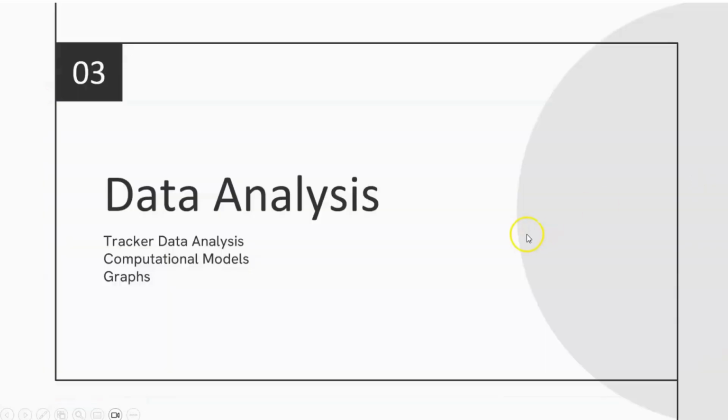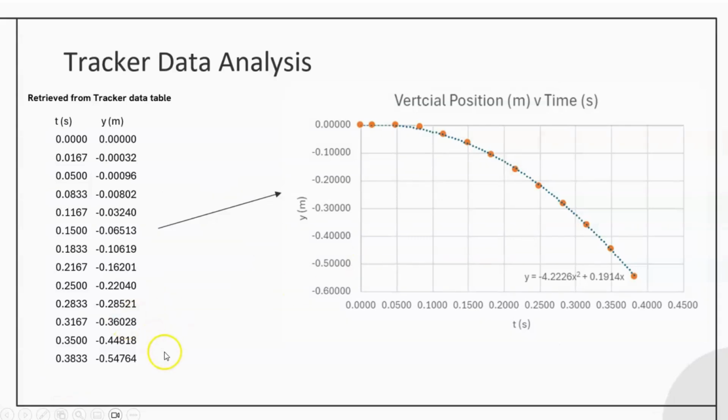Next is the data analysis. This is the data table taken directly from Tracker. And then I turned it into a graph, which looks like this, kind of like a downwards parabola.